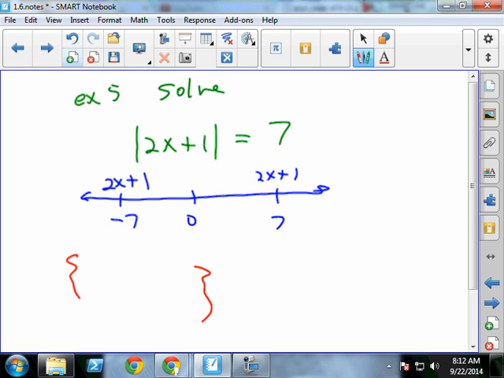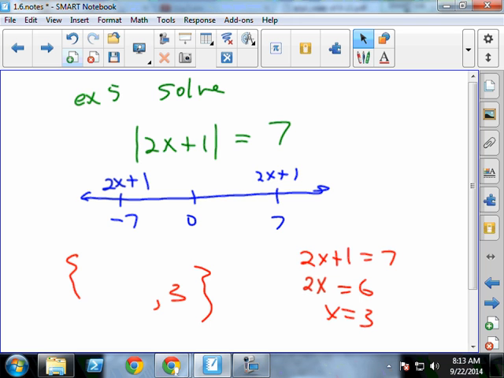What are you talking about? Well, I'm talking about people are going to do this on this one. They're going to say, so 2x plus 1 is 7, so 2x is 6, and x is 3. And they're going to say the answer is 3 and negative 3. Well, I've got news for you. It's not 3 and negative 3. 3 is one of the solutions, but negative 3 is not the other one.